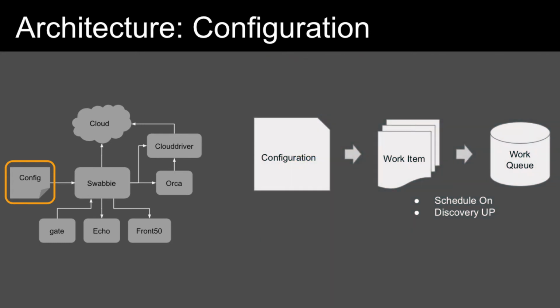So at startup, this configuration is flattened into single units of work called work items that are placed on the queue. And the system, actually Swabbie, makes sure that no work is being processed during off hours, for example, or when the service actually reports itself as down in service discovery.